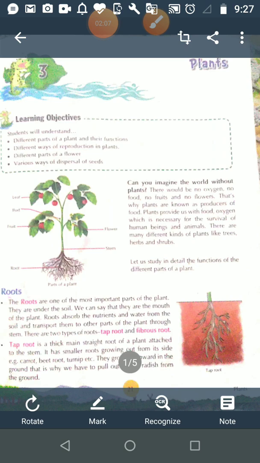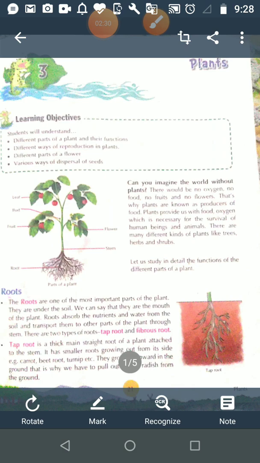So under the heading types of plants, I have given you the explanation of trees. What are trees? What are herbs? What are shrubs? What are climbers and creepers? So these types of plants we have discussed in our previous video.